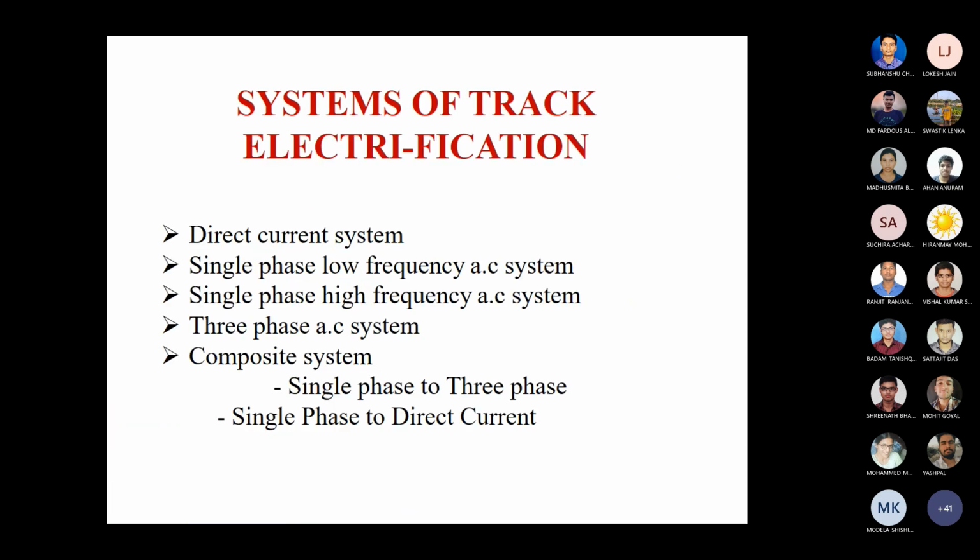Next, the system for the track electrification.